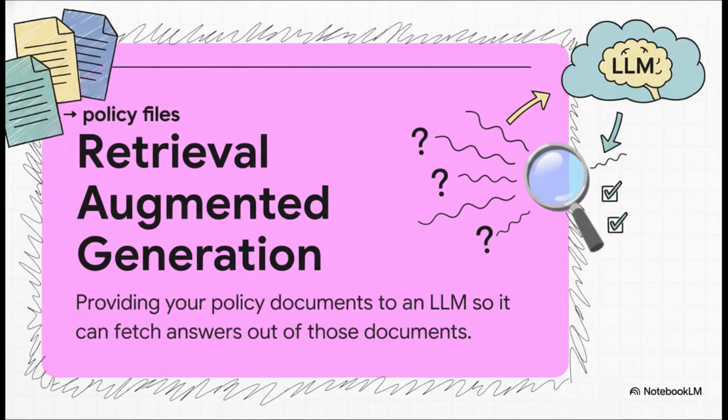So, how do we fix that? Well, we use this really powerful technique called Retrieval Augmented Generation, or just RAG. Now I know, it sounds super technical, right? But the idea is actually pretty simple. We just give the LLM the specific documents it needs, like our company's policy files, to find the right answer. We're literally augmenting its knowledge on the fly.